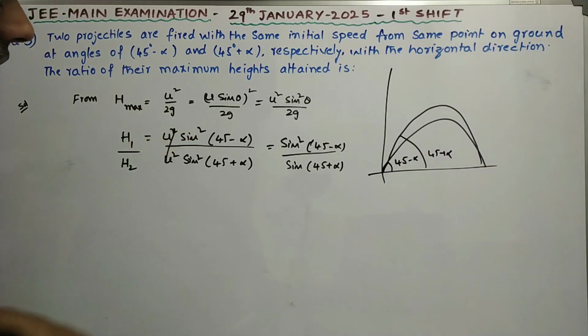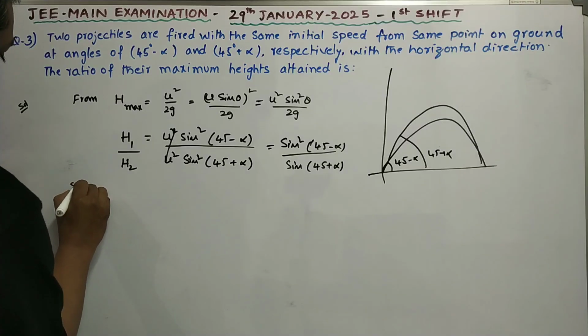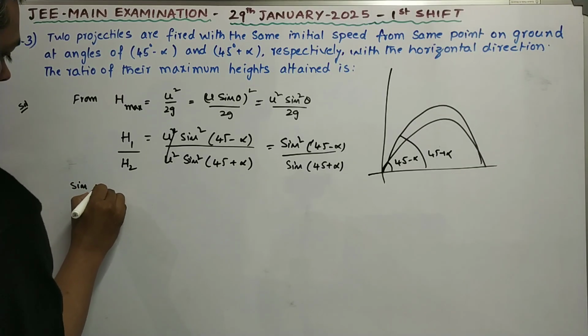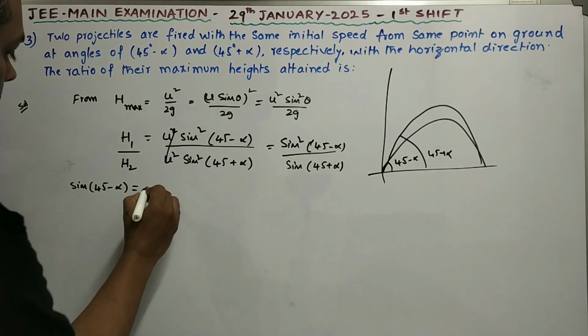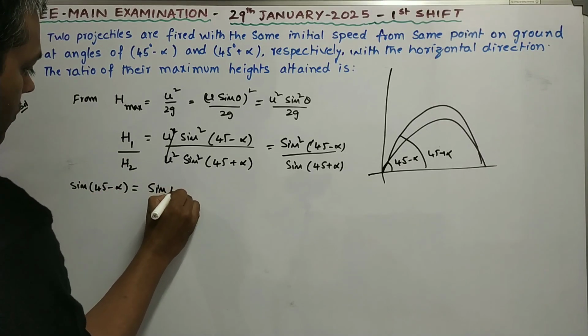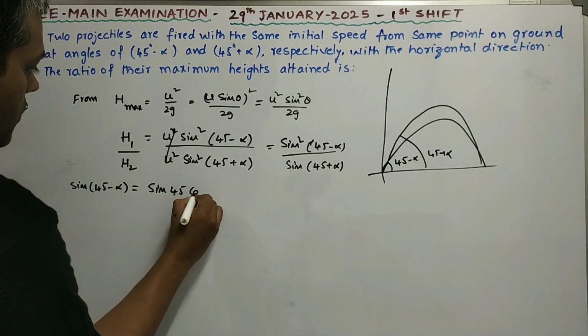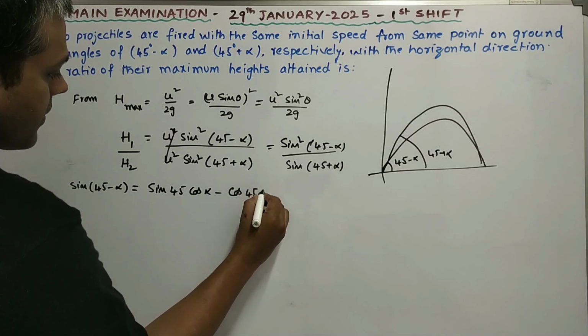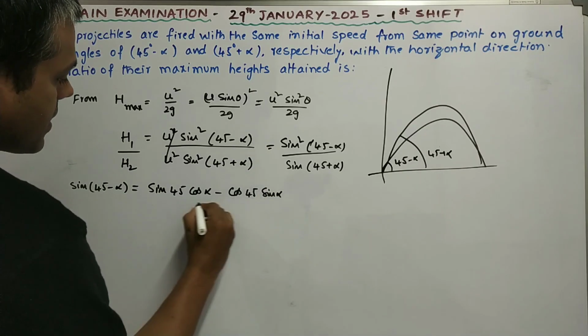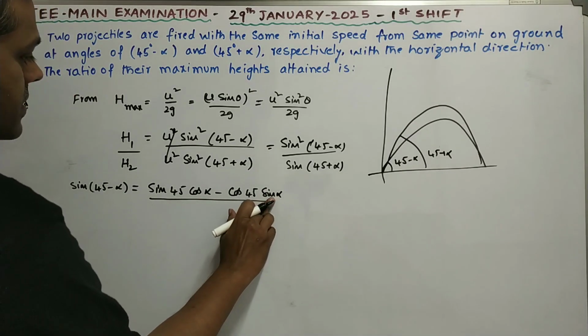Okay, simplify this equation. You know, sine 45 minus alpha is equal to what? Sine A minus B, because sine A cos B minus cos A sine B. So this is sine 45 into cos alpha minus cos 45 into sine alpha.